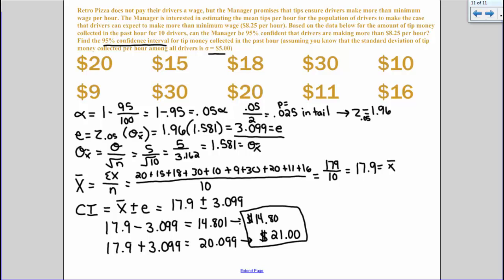So I hope you're feeling pretty confident about your ability to compute confidence intervals. There was totally no pun intended in that. And I hope these examples were useful and that you tried these problems on your own and you got them correct.